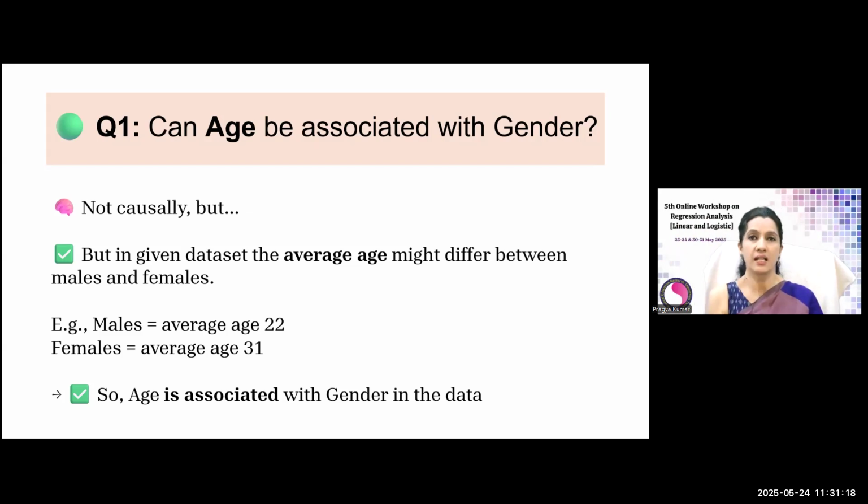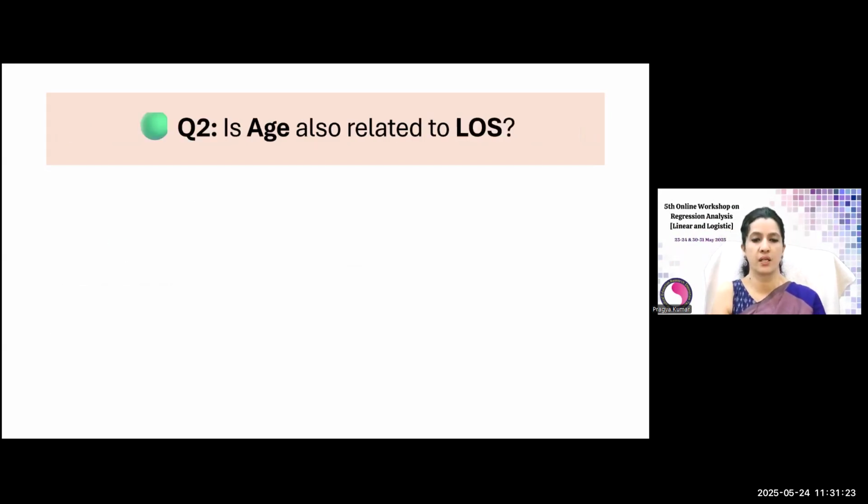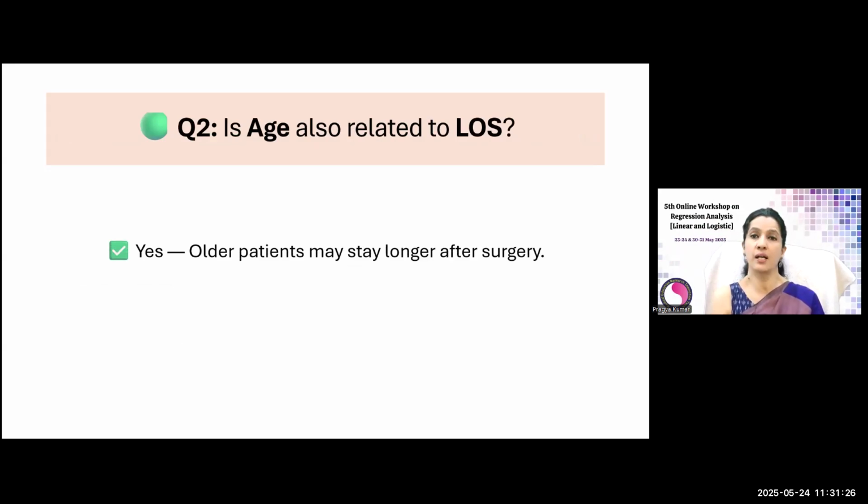Like maybe males have an average age of 22, and females have an average age of 31. But again, age is related to LOS. Yes, because the patients who are older, their chances of staying more in the hospital will be more. Age can increase the length of stay. So in this case, age is a confounder. Why? Because age independently can increase the length of stay, and age is associated with gender, but age is not in the causal pathway, because age does not cause the gender.